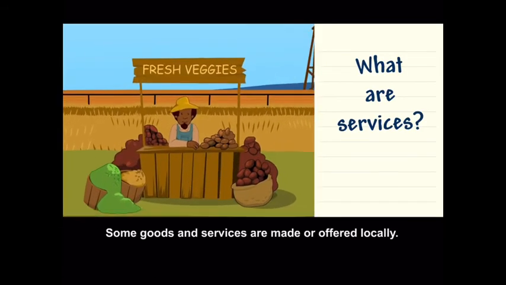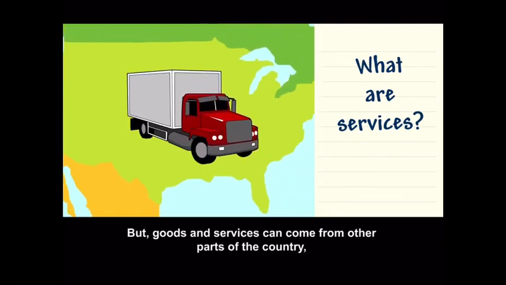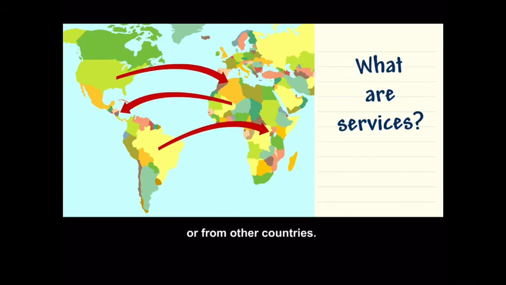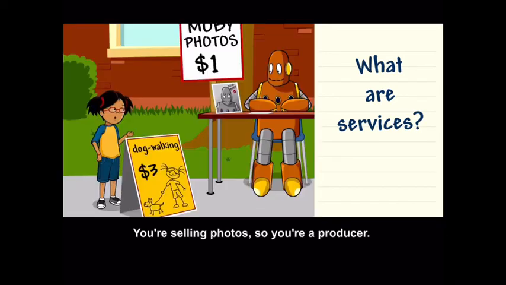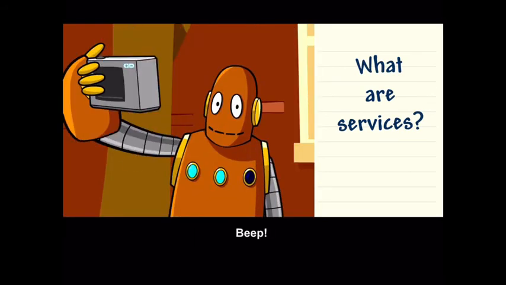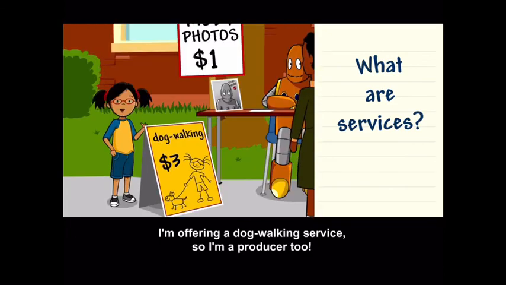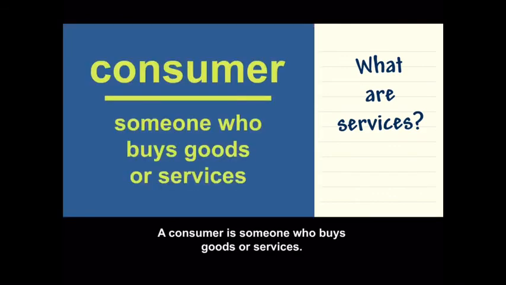Some goods and services are made or offered locally. But goods and services can come from other parts of the country or from other countries. A producer is someone who makes or grows goods or offers services. You're selling photos, so you're a producer. I'm offering a dog walking service, so I'm a producer too. Cool, my first customer. A consumer is someone who buys goods or services.